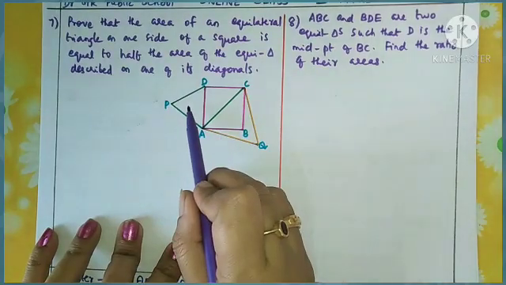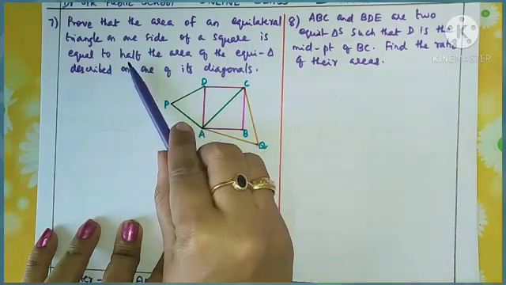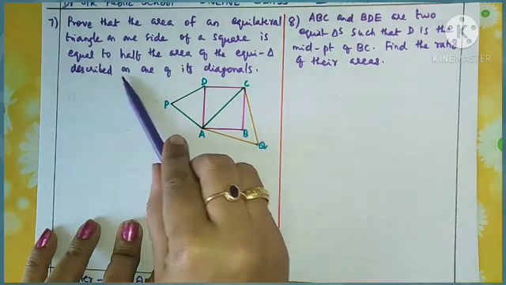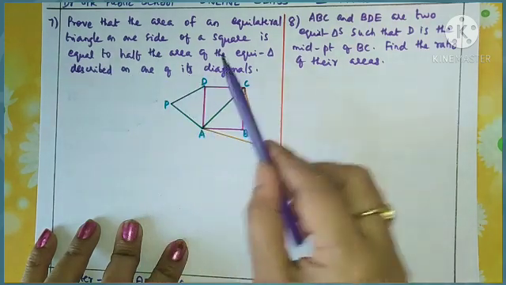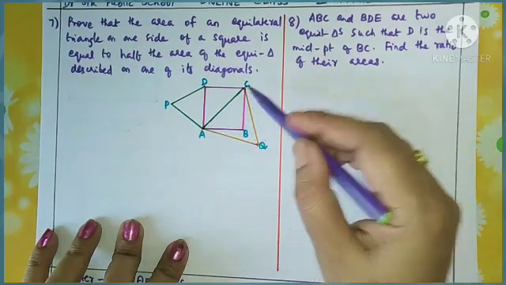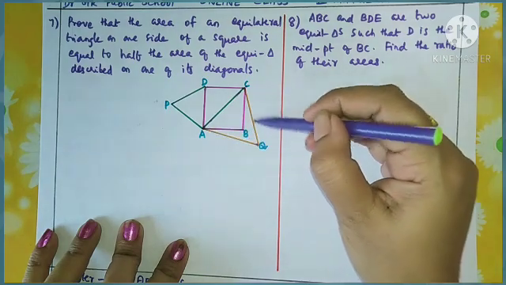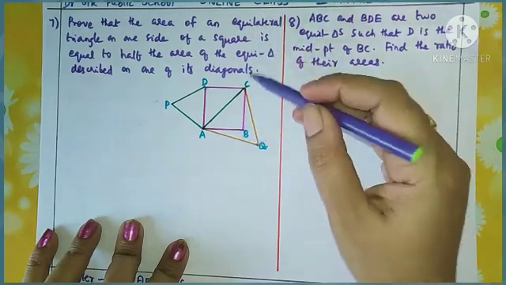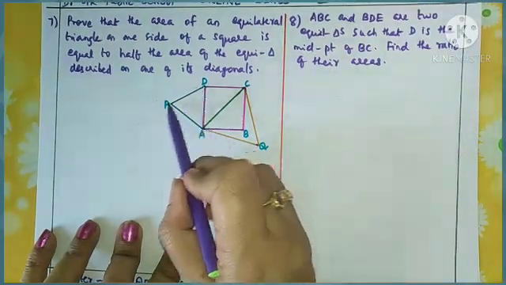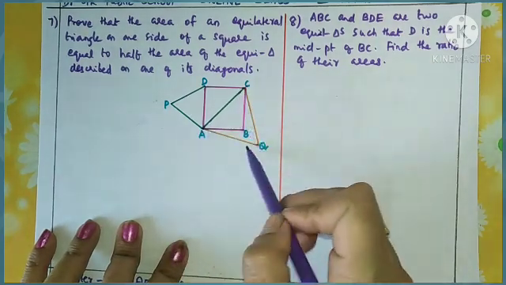Now this equilateral triangle, what do you want to prove? It is equal to half the area of the equilateral triangle described on one of its diagonals. So you see here one diagonal of the square is drawn and on this diagonal another triangle is there, that is also an equilateral triangle as per the question. So we want to prove that the area of this equilateral triangle is half the area of this equilateral triangle.